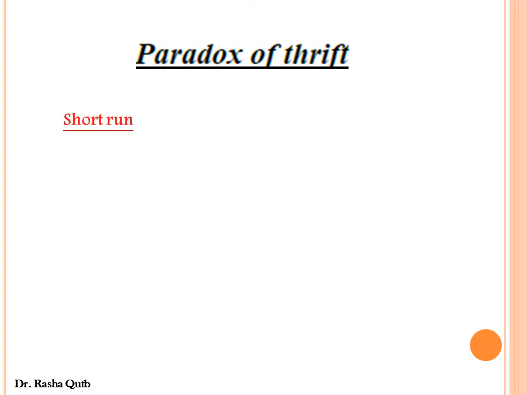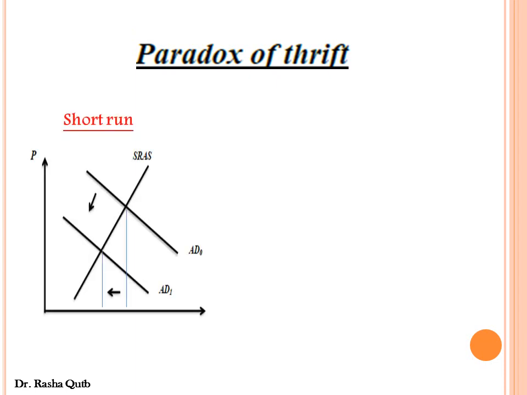In the short run this would affect aggregate demand negatively. The aggregate demand curve would shift leftward from aggregate demand not to aggregate demand 1, causing a reduction in real GDP, or in the real level of national income. That is the effect of increasing national saving in the short run.